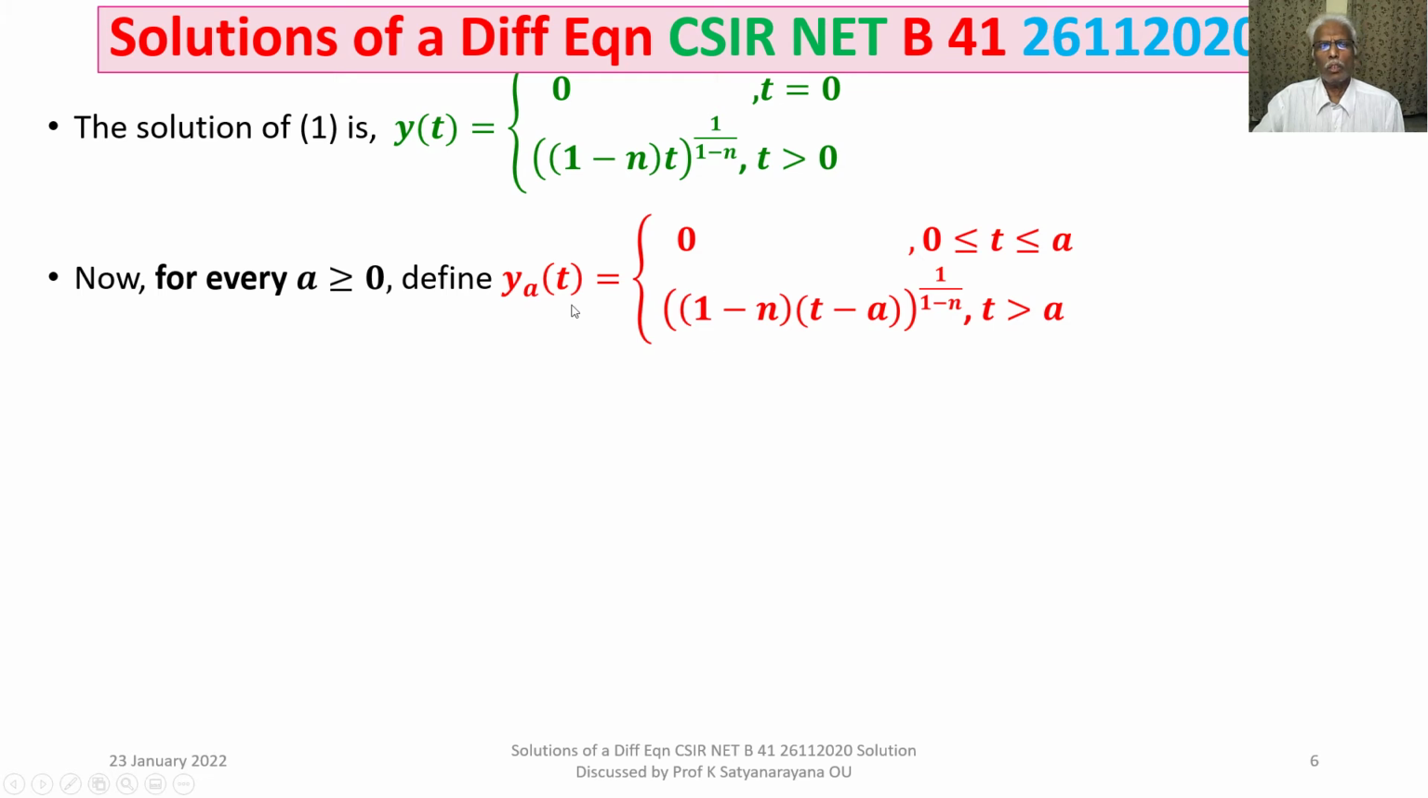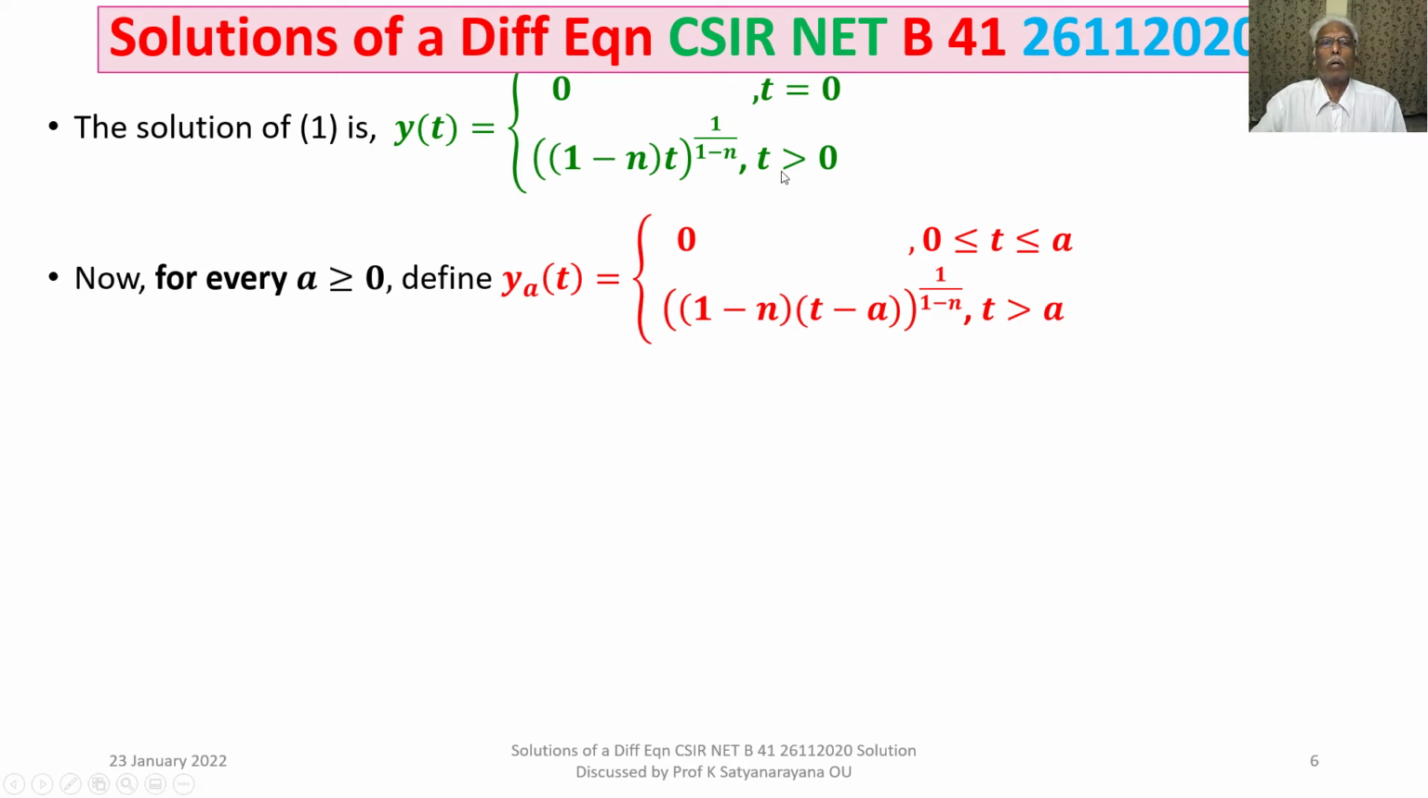So that means you are shifting this curve a units to the right, and you are dragging 0 from 0 to a. That means y will be 0 from 0 to a. So this is the situation. This is a function which you are defining. We are not saying that it is the solution of the differential equation, but we are going to show it after some time. But this is the function that we have defined.